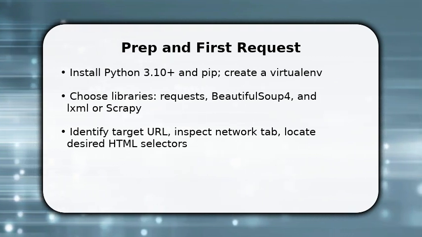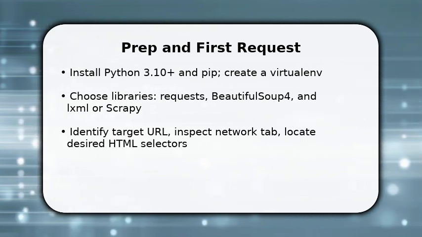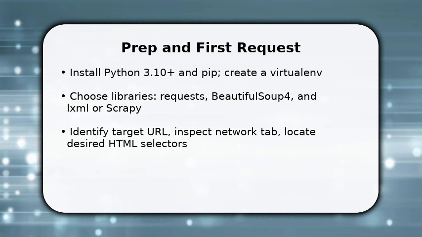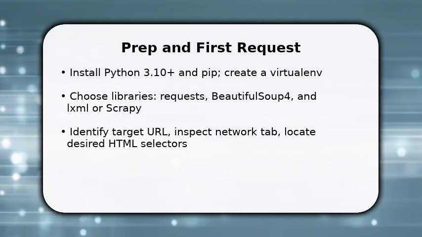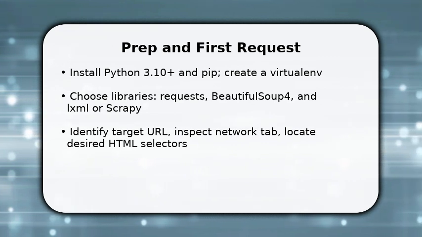selectors cut errors. Now write a small requests.get call to fetch the page and confirm a 200 status. This proves you can reach the site. Make sure to set a realistic user agent header to avoid simple blocks.